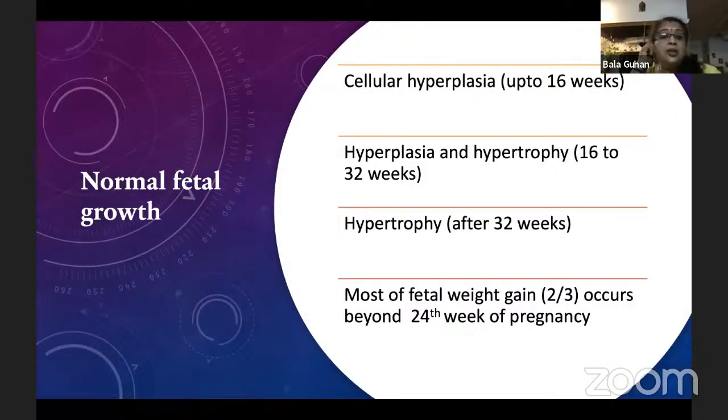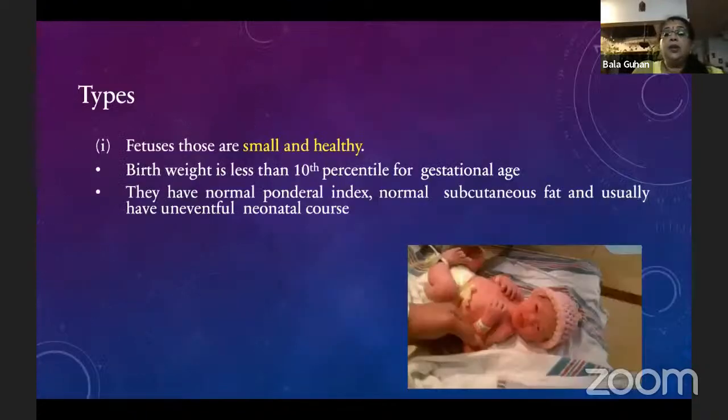As we know, up to 16 weeks, cellular hyperplasia predominates, and between 16 to 32 weeks, we have hyperplasia and hypertrophy of the fetal cells. After 32 weeks, it's more of hypertrophy. So most of the fetal weight gain, at least two-thirds, occurs in the late trimester, that is beyond 24 weeks.